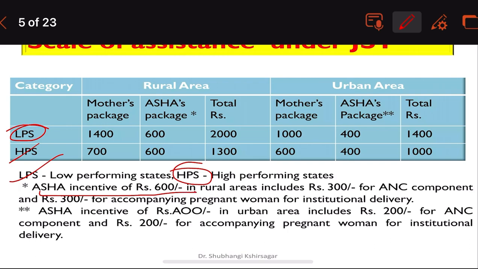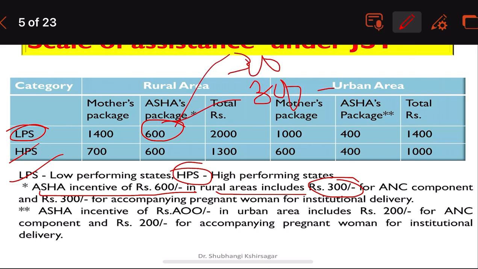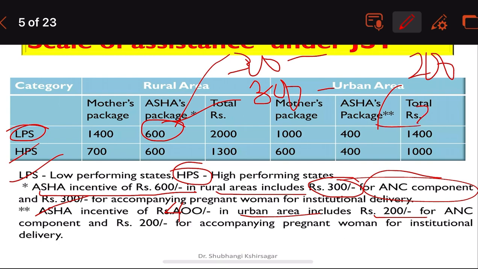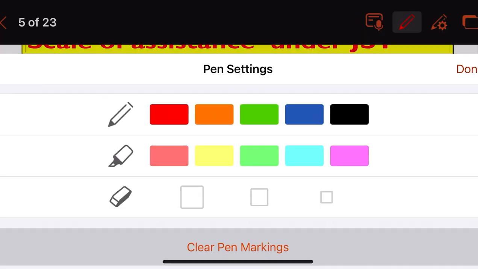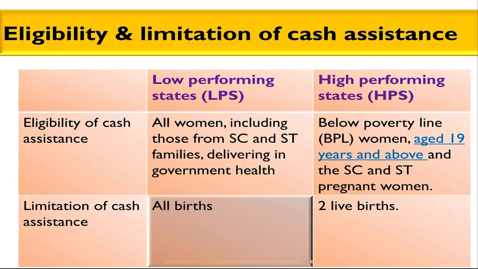Asha incentives of rupees 600 in the rural areas. It will include rupees 300 for ANC component and 300 for accompanying the pregnant mother for institutional delivery. This 600, 300 for accompanying the mother. The other 300 incentive is for the antenatal care component. Asha incentives of rupees 400 in the urban areas. It will include 200 for ANC component, antenatal care component, and other 200 for accompanying the pregnant mother for the institutional delivery. Clear, guys? So this is the scale of assistance.